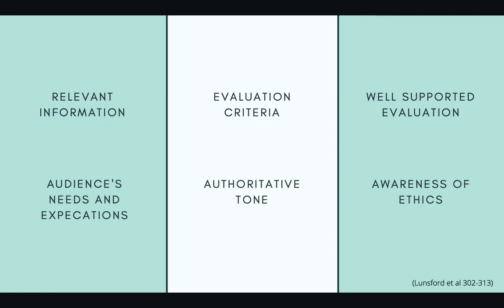And the fifth criteria is having an authoritative tone. And that's really establishing your authority as an expert. Show you know your subject. Show that you know what you're talking about, that you've examined it, right? And then the final characteristic is the awareness of ethics of reviewing. You know, reviews can have consequences.